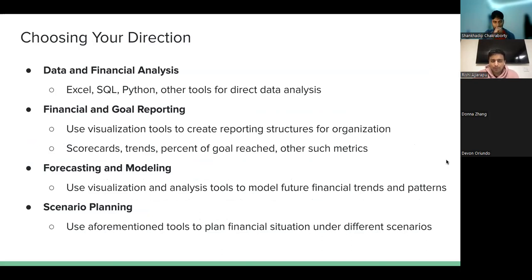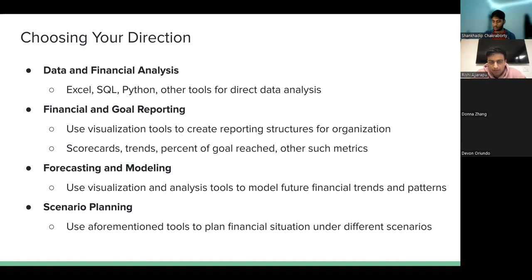So there's also a bunch of different directions within FP&A. We can start off with the data and financial analysis. This would primarily involve Excel, SQL, or Python, or other tools for direct data analysis. Then you'd also have the financial and goal reporting. This would use visualization tools to create reporting structures for the organization.